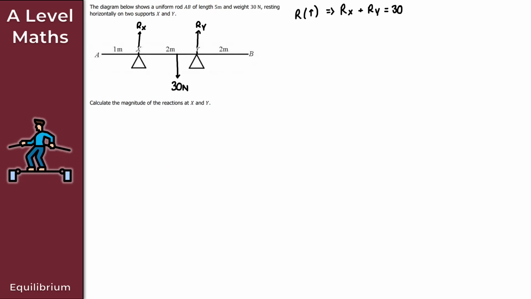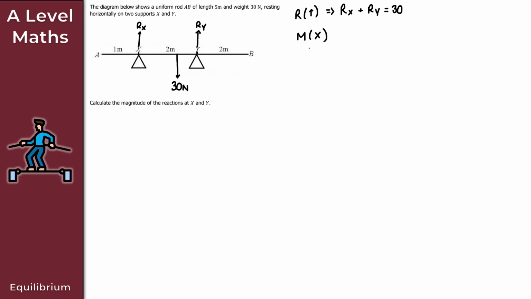So we need to choose a point to take moments about. So for this example here, I'm going to choose to take moments about X, but it doesn't actually matter. We could choose to take moments about Y, and that's absolutely fine. Generally speaking, you want to pick the point which produces the least amount of algebra, but for this example here, it doesn't really matter. So choosing to take moments about X here, what we need then is the clockwise moments and the anti-clockwise moments, because later on, we're going to equate those.